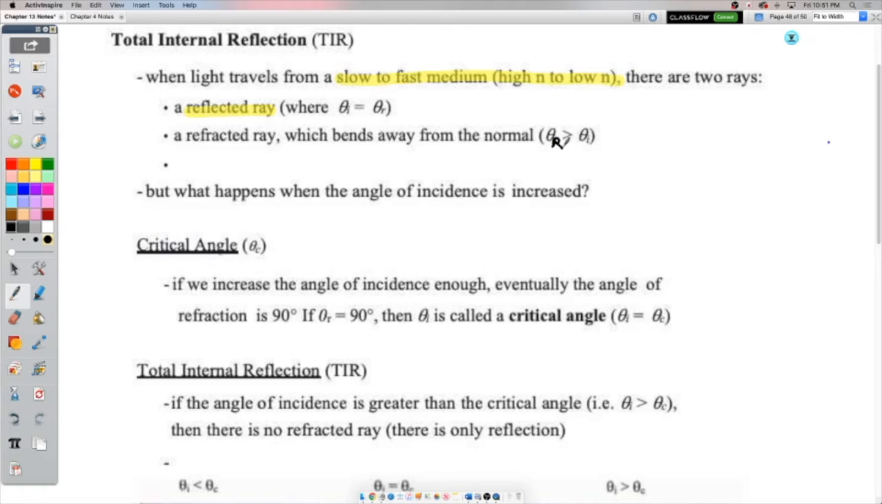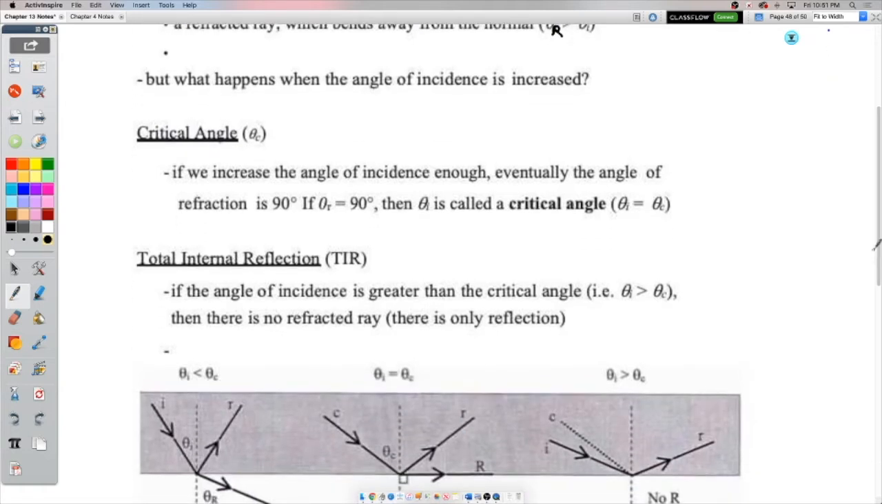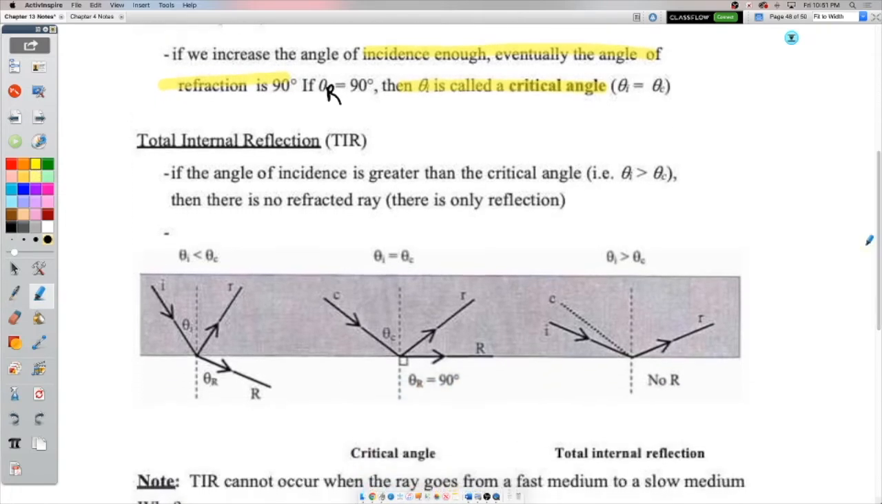But what happens when the angle of incidence is increased? Well, as we've seen, if we increase the angle of incidence enough, eventually the angle of refraction is 90 degrees. If the refracted angle is 90 degrees, then, just summing up, the incident angle is called the critical angle. So beyond that angle of incidence, you don't get any refraction.